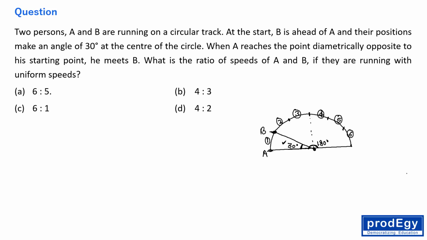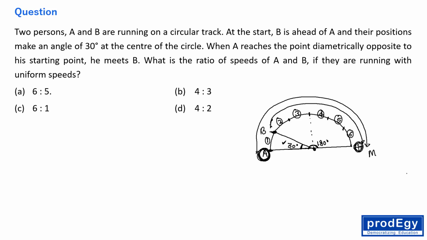right? Now the question is saying when A reaches the point diametrically opposite to his starting point, this is the starting point of A, reaches a point which is diametrically opposite to his starting point. So this point, right? When A reaches this point, he meets B. So it means what? Let's say this point is M. So when A reaches M from the initial position of A, which is this, B also reaches point M from his initial position, right?